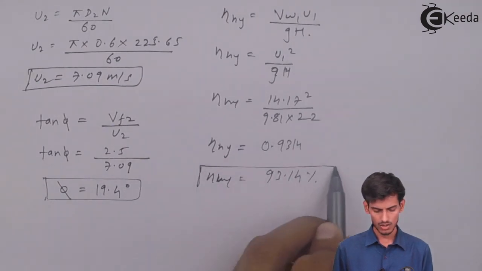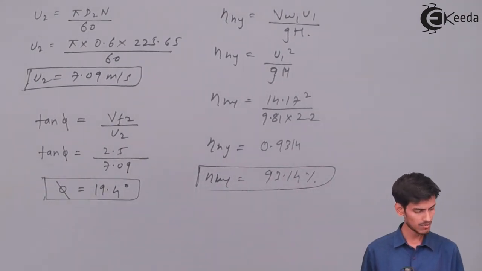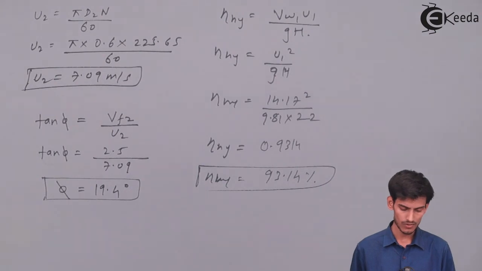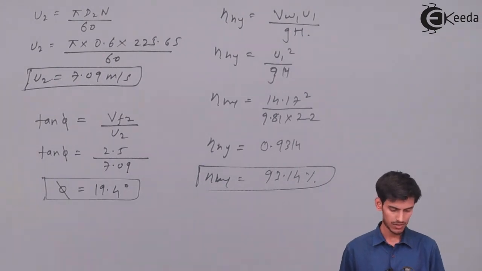So we've calculated all the things that the question was demanding. It was asking for speed of the turbine, we've got the RPM. It was asking for vane angle at outlet, we've got the value of phi. It was asking for hydraulic efficiency, which is 93.14. So it's all about the question.